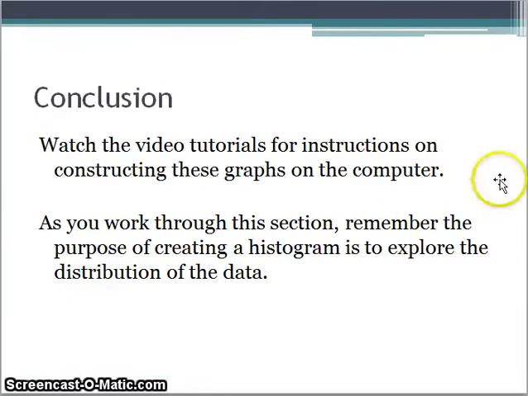All right, so you will want to watch the video on how to do this in StatCrunch. And again, always keep a big picture in mind, that the purpose of creating the histogram is to look at the distribution of the data. All right, so that's it.